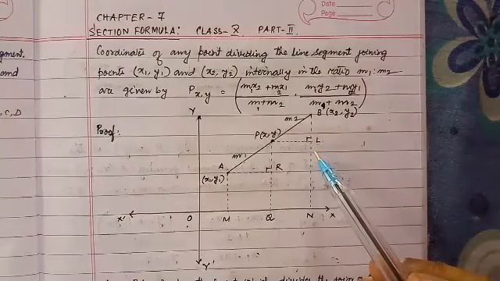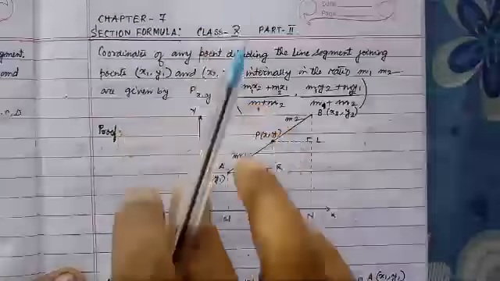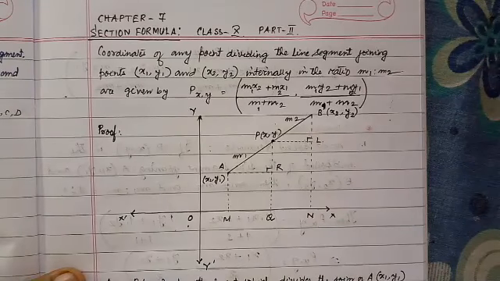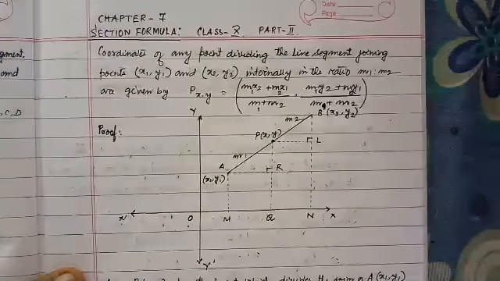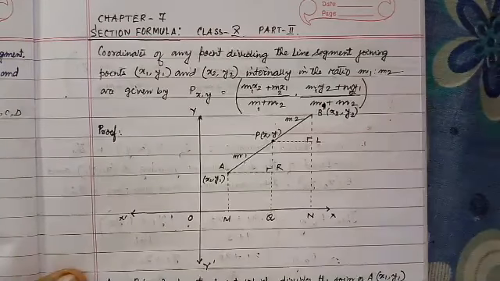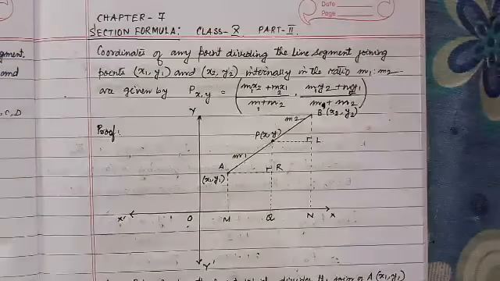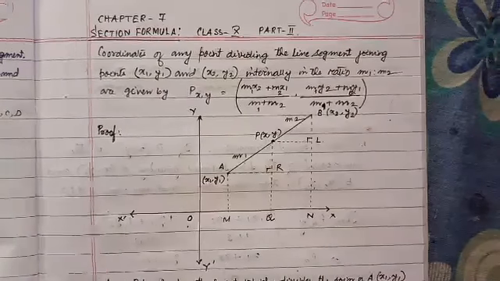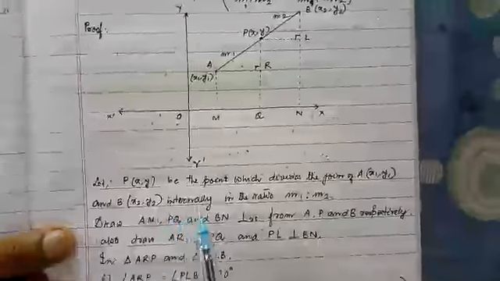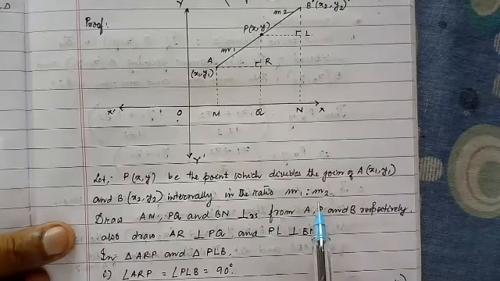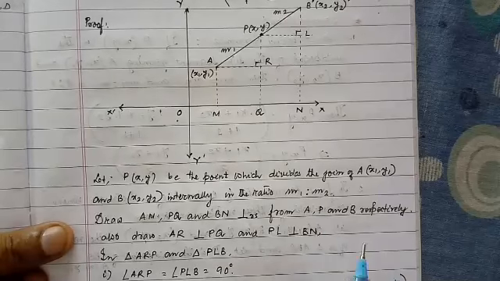Now for that purpose what we have to do, this is the coordinate axis, and in the coordinate axis this is the x-axis, this is the y-axis. Let P(x, y) be the point which divides the join of A(x1, y1) and B(x2, y2) internally in the ratio m1 is to m2.